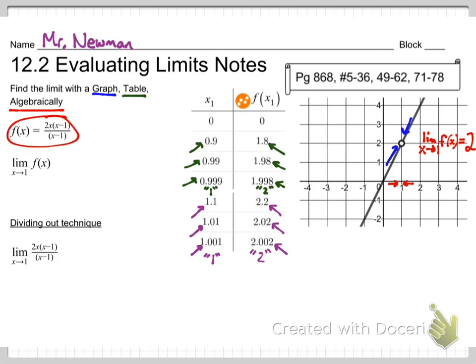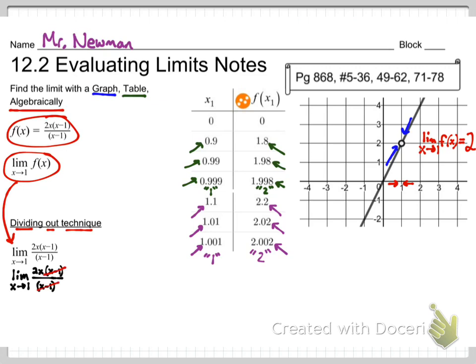Well, here is our function, and we want to find the limit as x approaches 1. You notice when we plug in 1 into our function, we get dividing by 0, so that's a problem. So we can't just plug in the number. But what I'm going to do is write out the function like this: the limit as x approaches 1 of 2x times (x minus 1) over (x minus 1). This technique is called the dividing out technique. And I'm going to rewrite that just so I've got it written out there and I can mess with it.